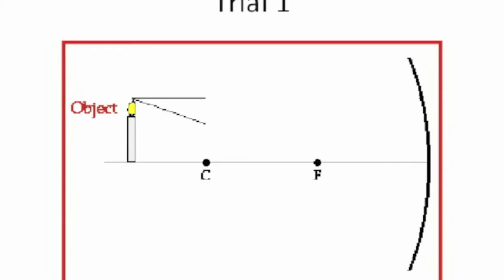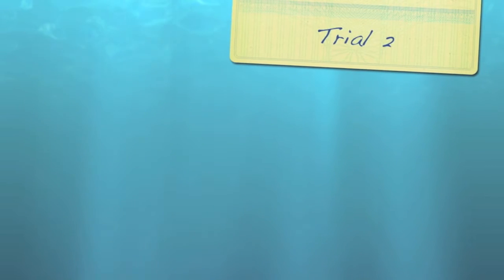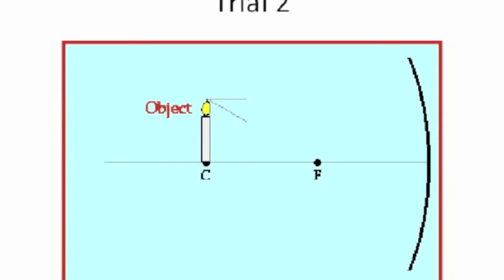When the object is located beyond the center of curvature, the real image is between the center and the principal focus, making it small and inverted. When the object is at the center of the curvature, the image is small, real, and inverted while at the center.